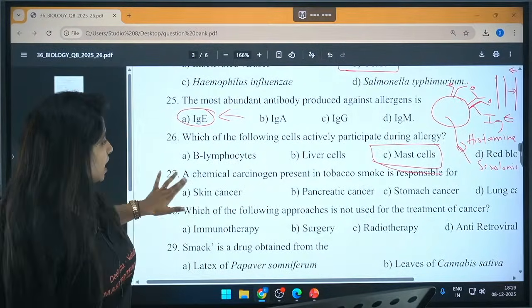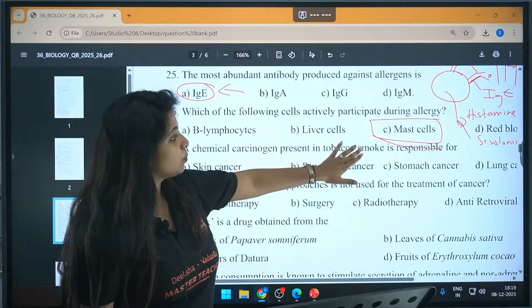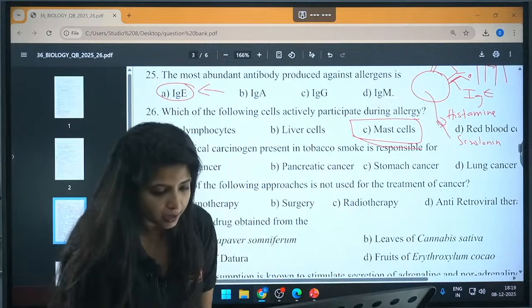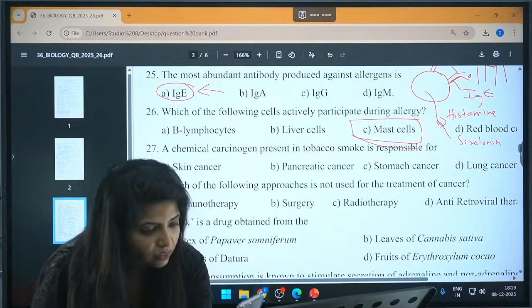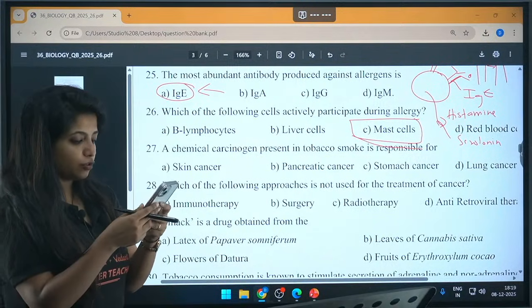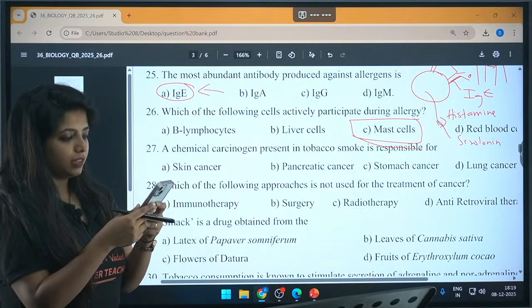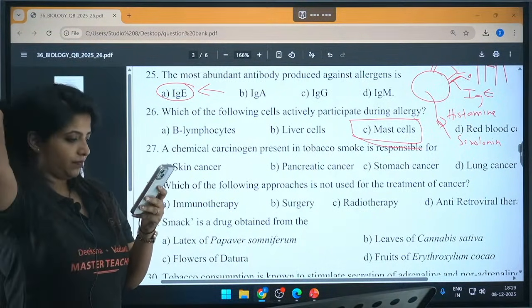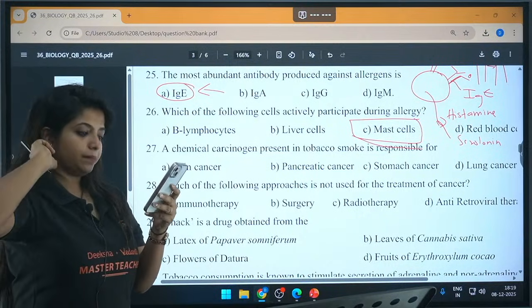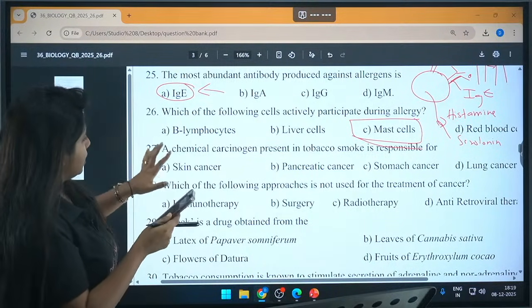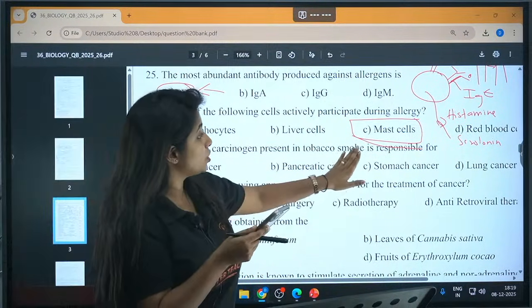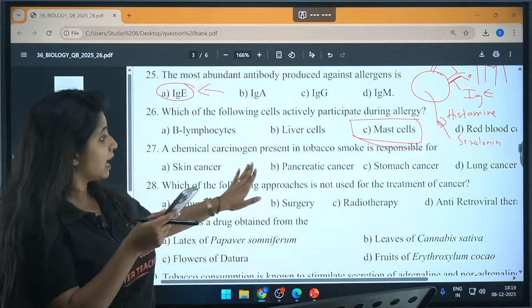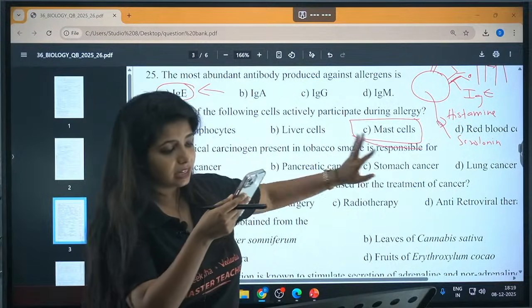26th, C. 27th, a chemical carcinogen present in tobacco smoke is responsible for. Now all of you went with 27th question and I was stuck in 26 explaining to you. Okay. A chemical carcinogen present in tobacco smoke is responsible for skin cancer, pancreatic cancer, stomach cancer, D, lung cancer.